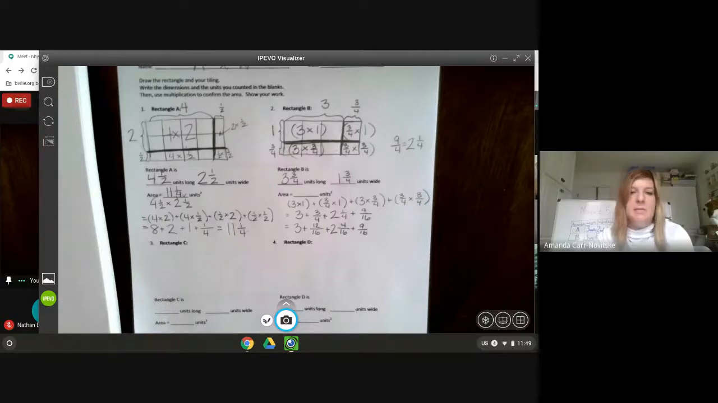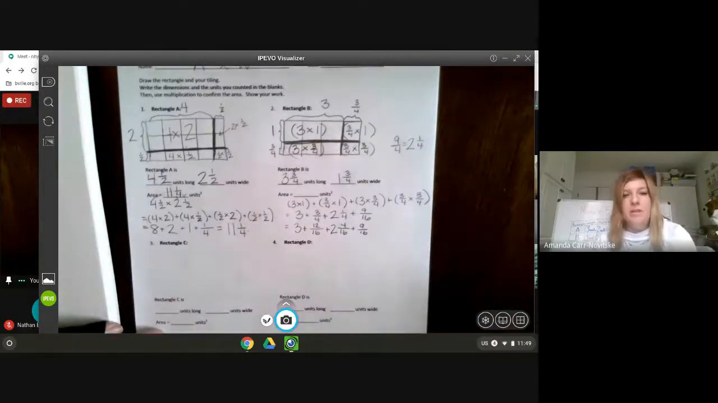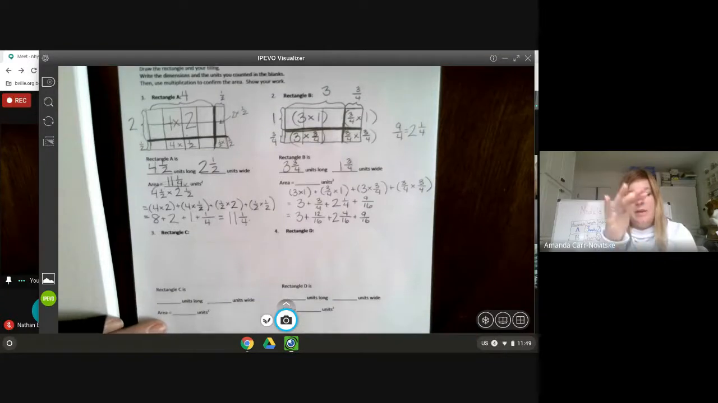Remember, guys, it's going to be really important that you keep all of your numbers organized the way Miss Hall is, where they're all in a straight line, so that way you aren't mixing things up.